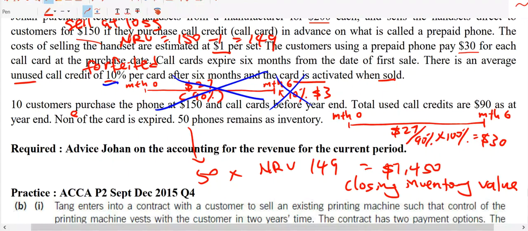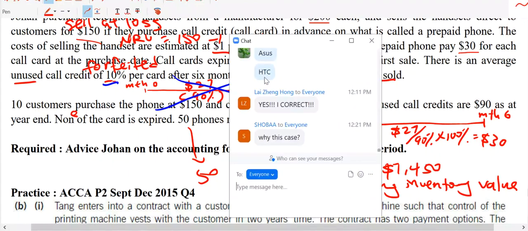Hang on, I got a message here. Why this case? I don't quite get your question. What do you mean by that? Why this case?